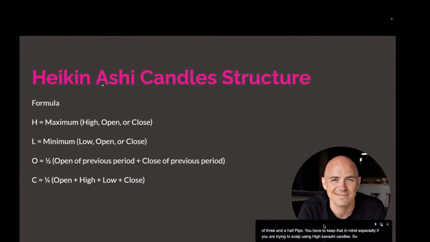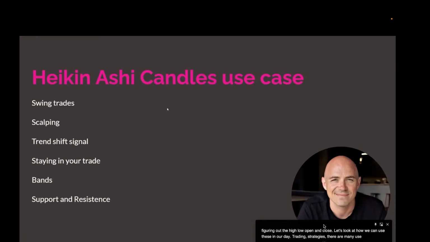So now that you understand the Heikin Ashi candle structure and the formula for figuring out the high, low, open, and close, let's look at how we can use these in our day trading strategies. There are many use cases for this, and it should be used as a tool to supplement your trading, or if you are strictly swing trading, you can use Heikin Ashi candles, but you have to keep in mind that your stop loss is going to be much larger than if you're scalping on a lower time frame. So the use cases go as follows: swing trading, scalping, also giving you a trend shifting signal.